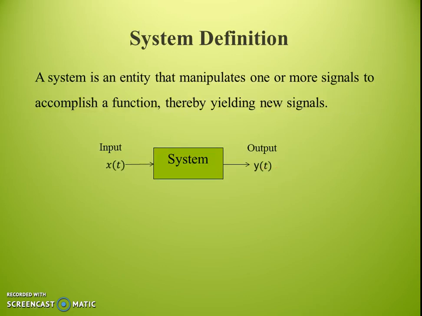So a system is generally an entity that manipulates one or more signals to accomplish a function, thereby yielding new signals. A system can also be a combination of several systems, and the main thing is it takes input as the signal and it also gives output as the signal. We can see over here input is x of t, which is fed to the system. System does some operation on the input and provides the output as y of t.